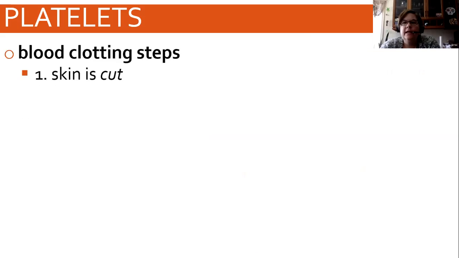So how do we clot blood? Now, this is a really, really complicated process, clotting blood. There's 10 major steps in this process that you do not need to know. We're just going to basic fundamentals. Okay, we get a cut. Now, I said skin is cut, but it could be anything that's cut. So it could be something internally as well, but we get a cut. And with that cut, a blood vessel has been broken.